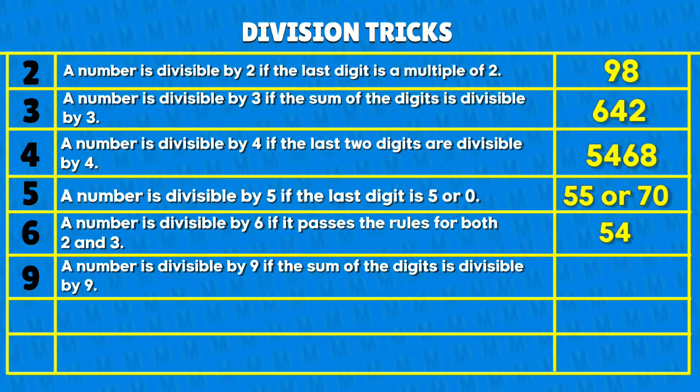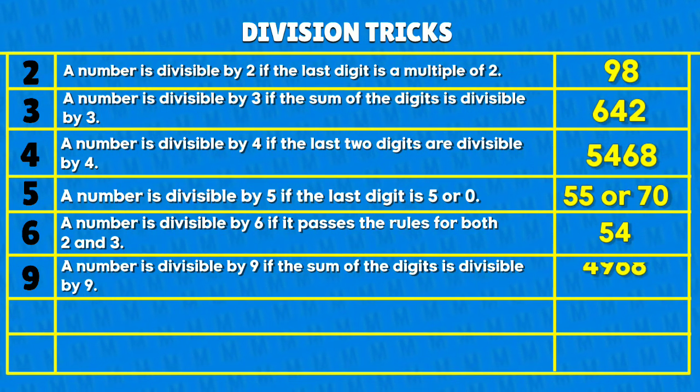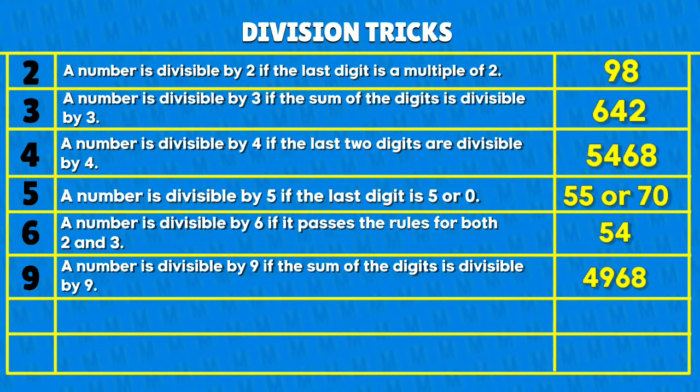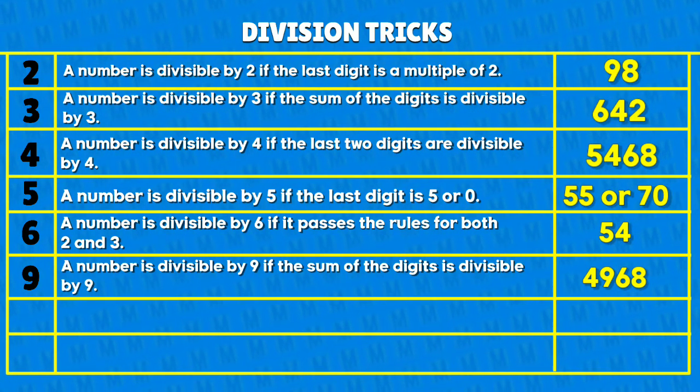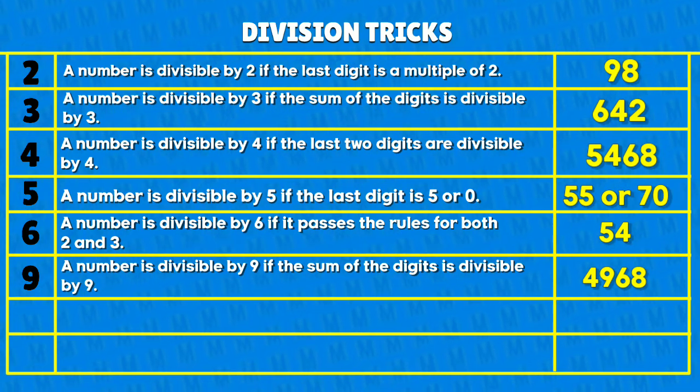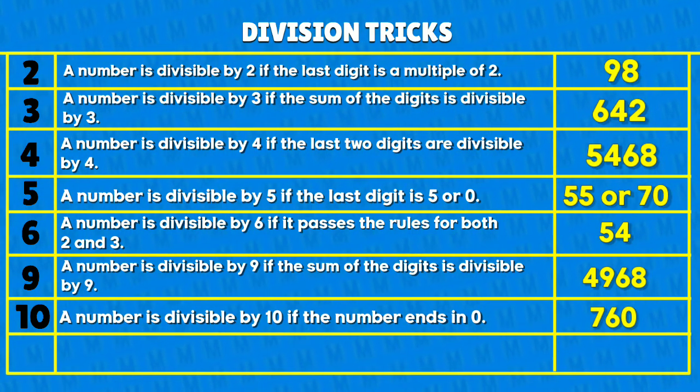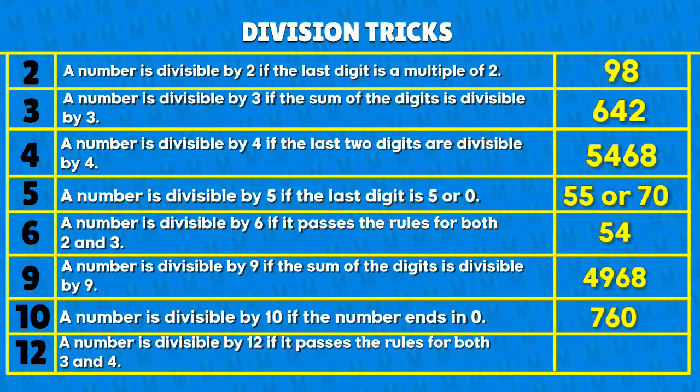A number is divisible by 9 if the sum of the digits is divisible by 9. Example, 4,968, since 4 plus 9 plus 6 plus 8 is equal to 27, which is divisible by 9. A number is divisible by 10 if the number ends in 0. And finally, a number is divisible by 12 if it passes the rules for both 3 and 4.